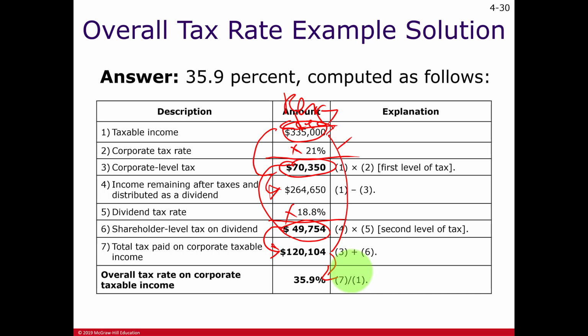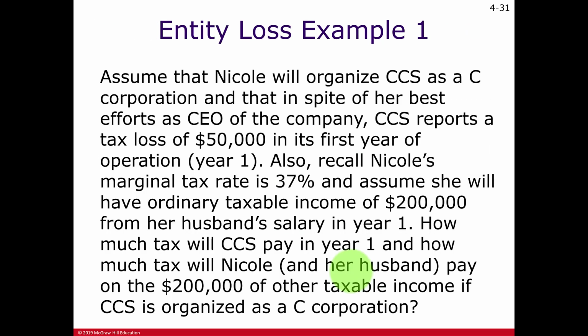But let's take another assumption here. This time Nicole is going to still have a C-type corporation, and this time, you know, most startup businesses run losses. So she has 50,000 of losses. Her corporation has 50,000 of losses. She has a marginal tax rate as an individual of 37%. And this time now she's married. She has a husband earning 200,000.